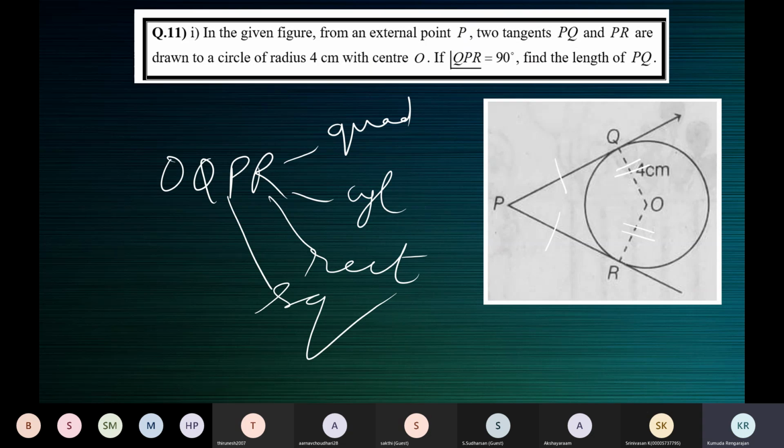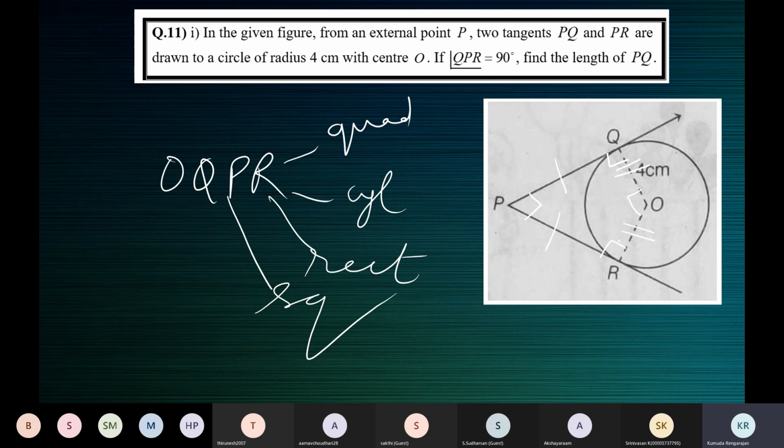OQPR is a quadrilateral. That all of us know. It is a cyclic quadrilateral, yes, because one pair of opposite angles is supplementary. It is a rectangle because every corner in this quadrilateral is a right angle. We know that this is 90, this is given to be 90, so this is also 90. Like this, every corner is a right angle.